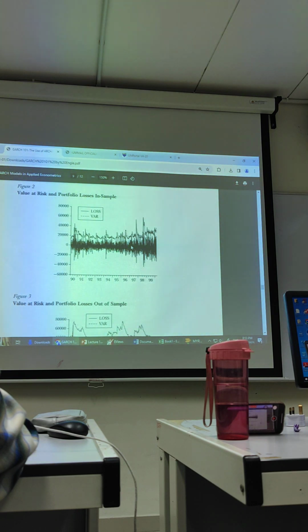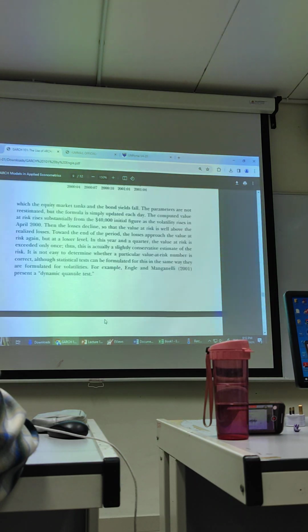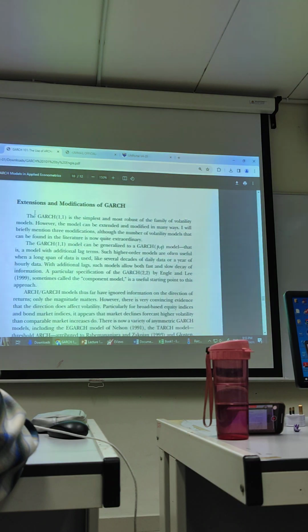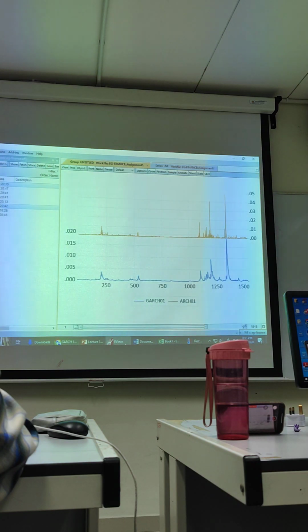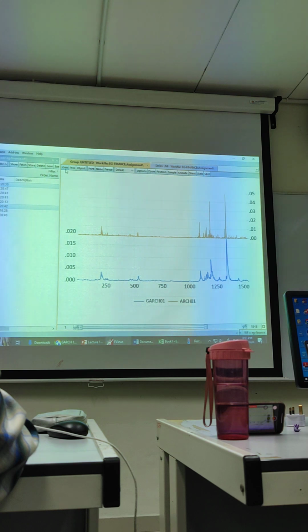Then you compare the value at risk. You can put the return and the value at risk together in one graph also. So it depends on your creativity. And as an extension, you can extend to the EGARCH. Another model is the EGARCH model, the exponential GARCH. But that one I think I should show you next week, during the next week class, how to proceed with the EGARCH also.